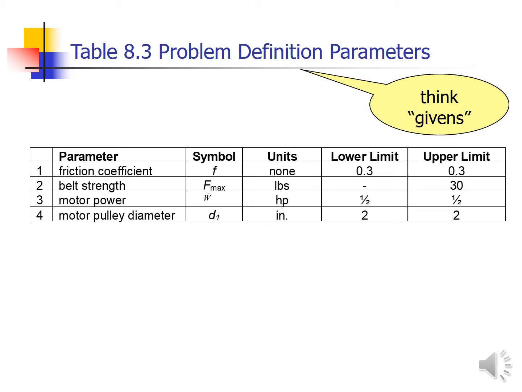Then we set the problem definition parameters. We know the friction coefficient F, belt strength F max, motor power W dot, and motor pulley diameter D1 in inch. For all of these we set the lower limit: 0.3 for friction coefficient, and the maximum also 0.3. This does not change. Belt strength is 30 pound, with the upper limit at maximum. Motor power is half horsepower, and then the motor pulley diameter is set at 2 inch.